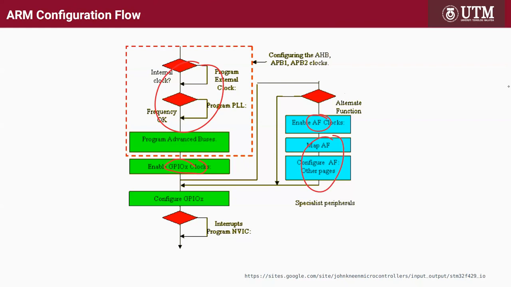Okay, so you have to configure the GPIO if you want to use it for output. Okay, for input no need. And then if I want to use interrupt, I have to program the NVIC interrupt controller. Okay, so this one not yet. We're still in the programmed IO, or the simplest type of IO.